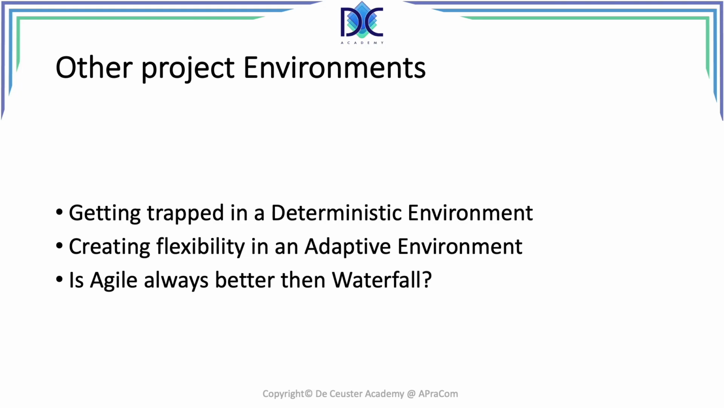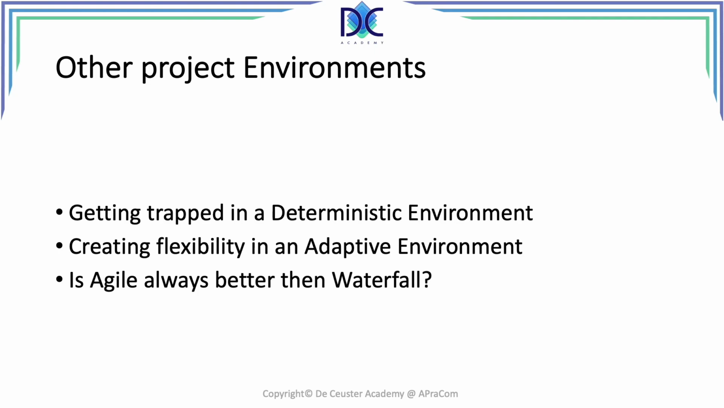Deterministic environments are characterized by limited flexibility, and when applied on the wrong types of project, will certainly lead to failure, and that has been proven in many cases. Adaptive environments are useful when we expect many changes and need flexibility. Agile has been proven successful in, for example, IT projects, R&D, and others.